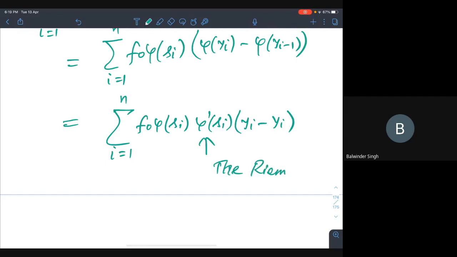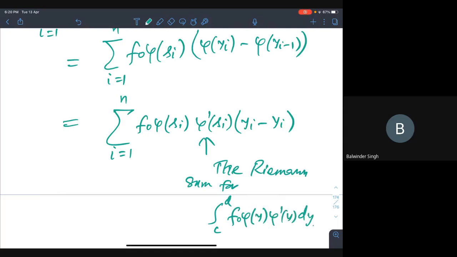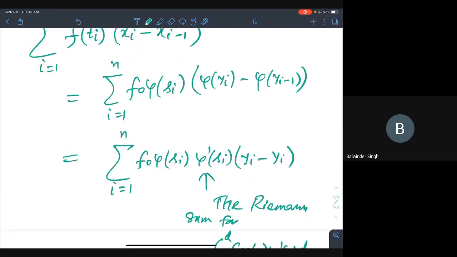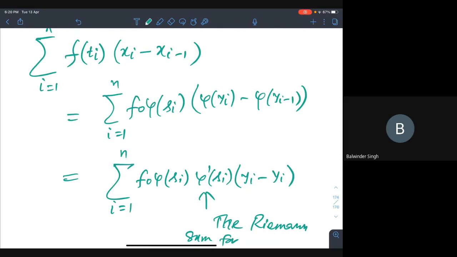Riemann sum for what? For this integration from c to d, f compose phi of y, phi prime of y dy, right? So this is how you make it precise, write it properly, but this is the idea.